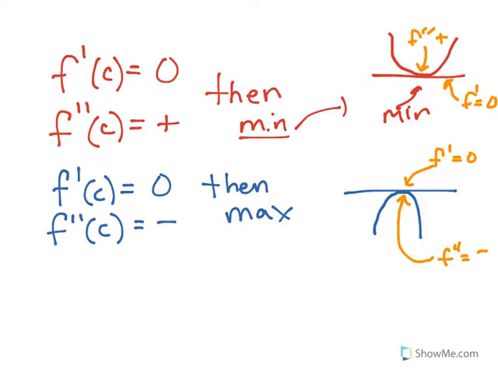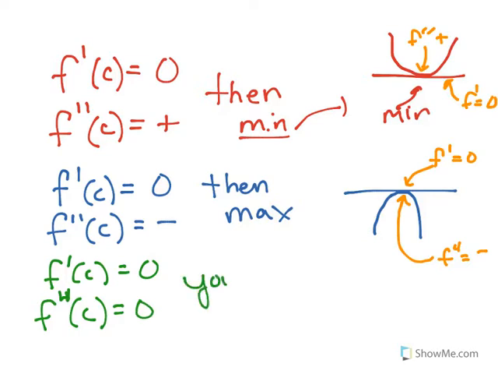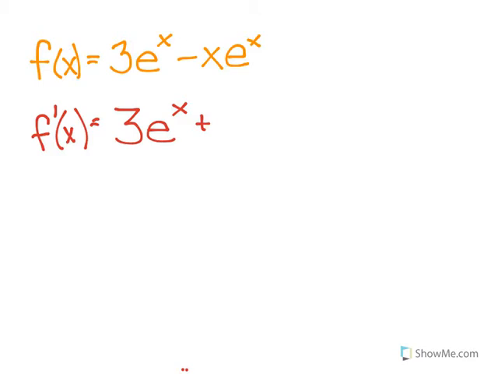There's one other thing, though, about the second derivative test. If f prime of c equals 0 and f double prime of c equals 0, then you can't tell. So it only works when you have a first derivative of 0 and a second derivative that's positive or negative. So the questions in the text ask the following. They give you a function, and they ask us to see if we can tell, using the second derivative test, if this point is a maximum or a minimum.